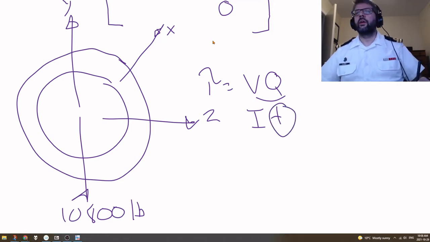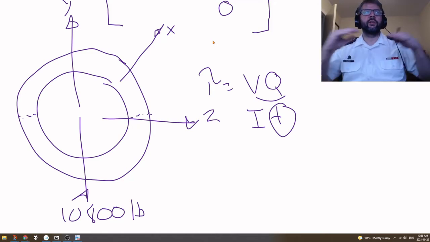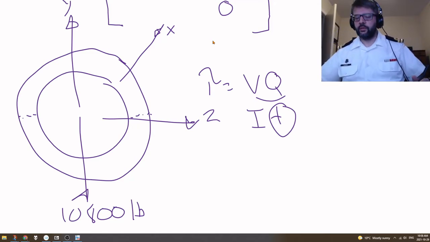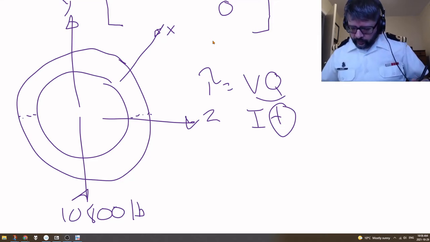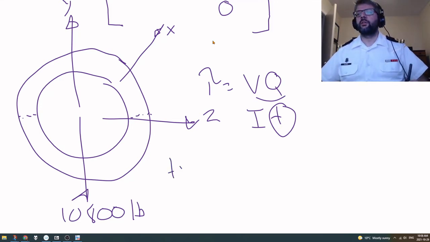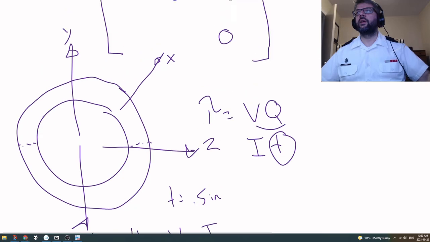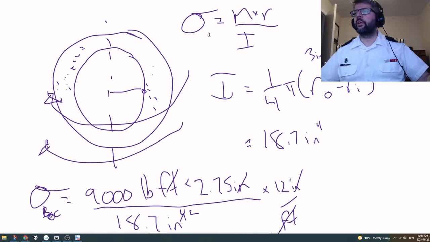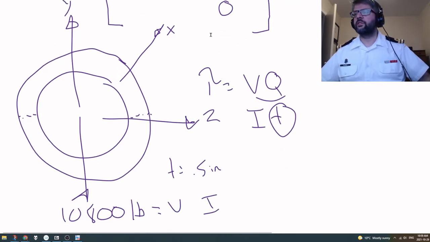Our T, that's going to be the total thickness across both of these, basically. So not just the wall thickness, but on both sides. So just correct me if I'm wrong here, but that'll be half an inch. So T is equal to 0.5 inches. Or I, we calculated already, that was 18.7 inches to the fourth.